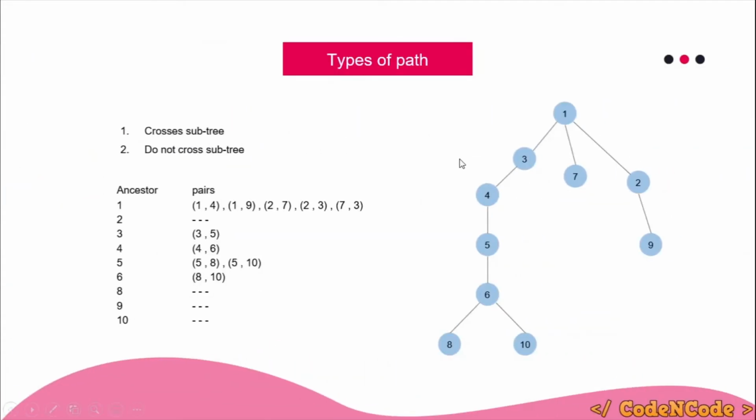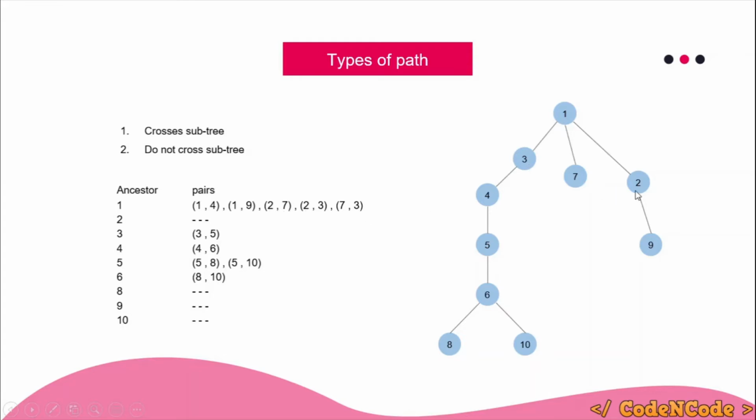Now you would find there are two types of path, one that crosses the subtree and one that does not cross the subtree. For example, the paths 1 4 and 1 9 do not cross the subtree. For 1 4 and 1 9, one of these two nodes will be the LCA. As you can see, for 1 4, 1 is the LCA, and for 1 9, 1 is the LCA. But for those that do cross the subtree, if I say x y is a pair, neither x nor y will be their LCA. For example, for 2 7, neither 2 nor 7 is the LCA, right?